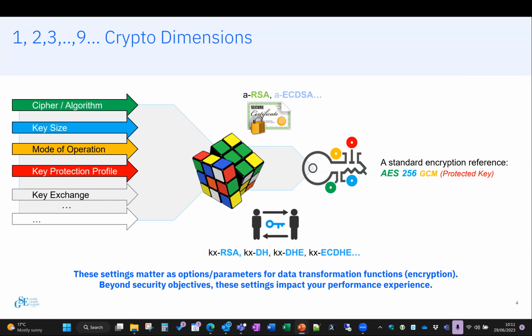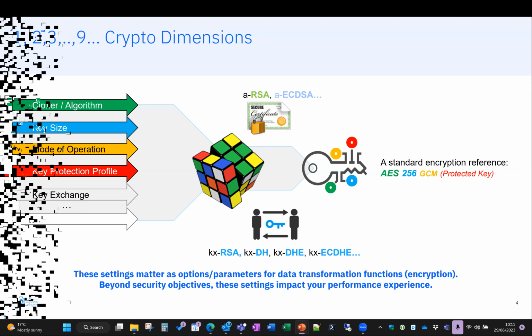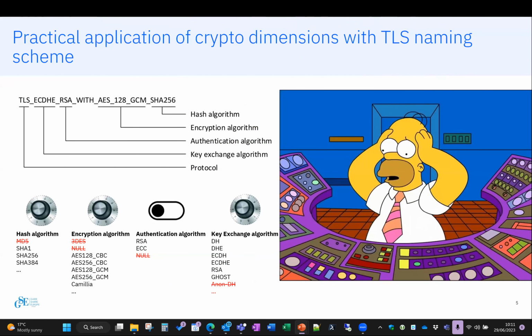So, multiple crypto dimensions, and these crypto dimensions are quite similar to what we can find in the TLS naming scheme. When you are using a cipher suite to protect a network session and its connections, most of the time you are selecting a cipher suite that looks like this: starting with TLS, then a key exchange mechanism, then the authentication algorithm, then symmetric encryption to protect the data in motion, and the hash algorithm.